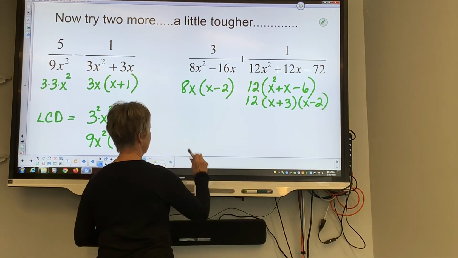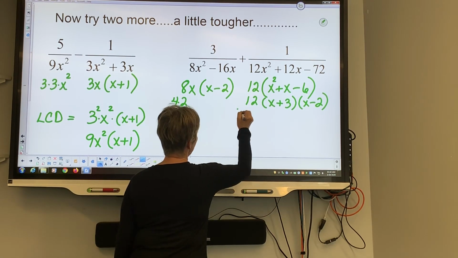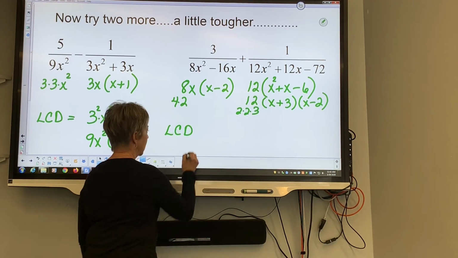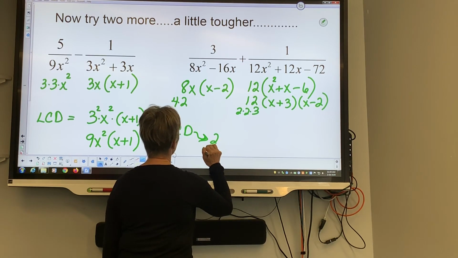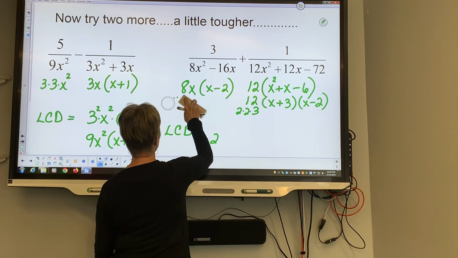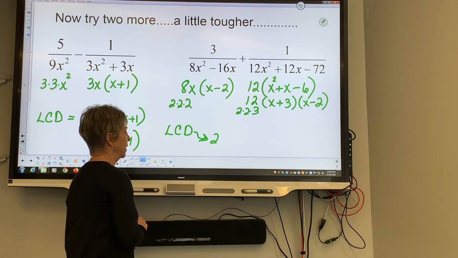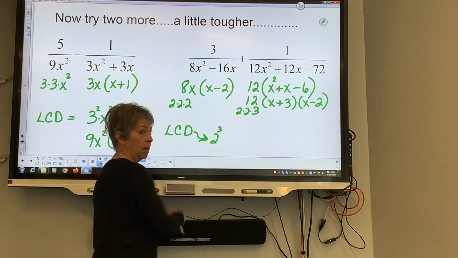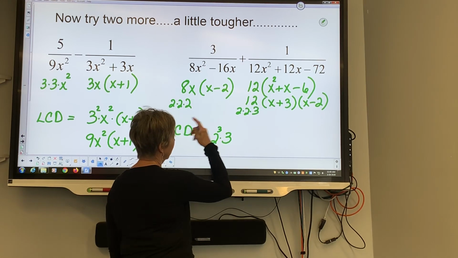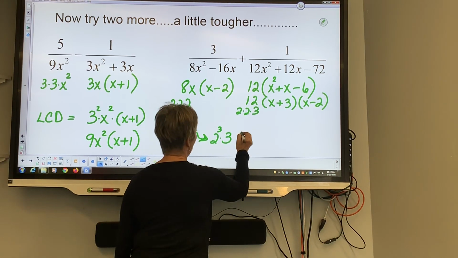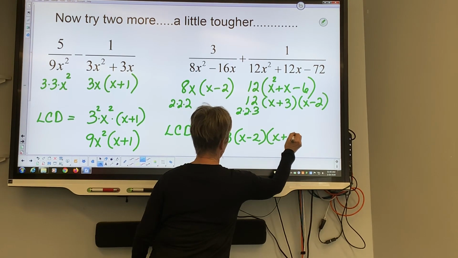So now what's my LCD going to be? 8 is 4 times 2, 12 is 2 times 2 times 3. So what do I need in my LCD here? I need 2. Oh, wait a minute. Let's go back. This isn't just 4 times 2. We got to have primes. 2 times 2 times 2 times x. So how many 2's do I need? 3. Okay. I need 1 3. I need 1 x minus 2 because that's the most it appears, and I need an x plus 3.